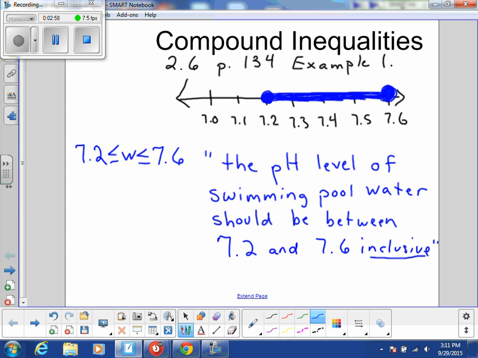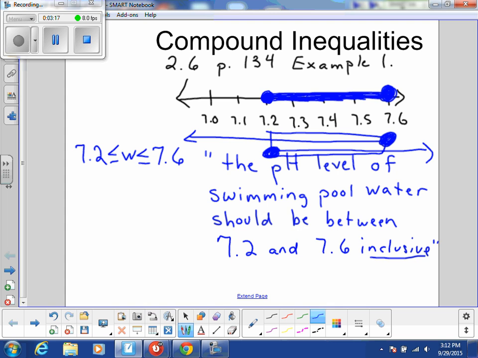Now, if you notice on the example in the book where it's written out, they do an arrow going this way from 7.6, and then an arrow here at 7.2 going to the right. And all of the solutions are in the area in between.